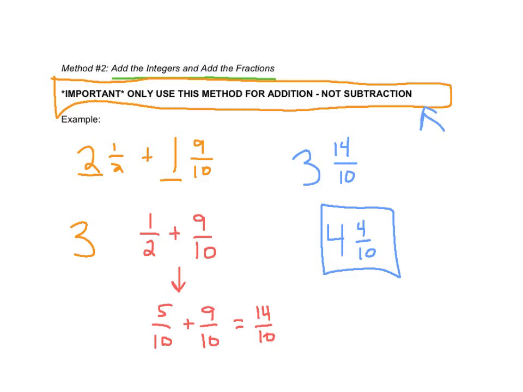So that's a method that works well, but remember this important notice, only if you're doing addition. It just complicates it when you're doing subtraction. So if you're doing subtraction, better to use method 1. Alright, we'll do more examples like this in class. Hope that was helpful.